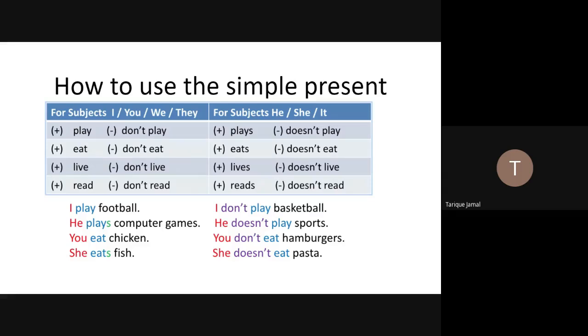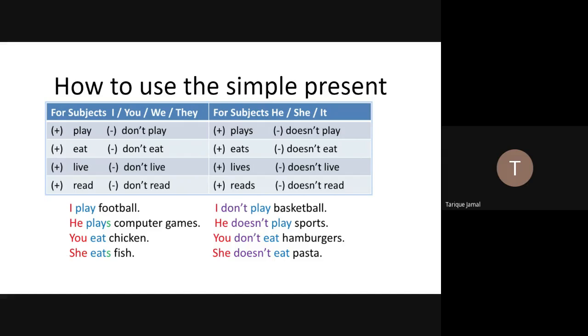All right, so how to use the simple present? This is just a chart that will tell you how to use them in your sentences, right? So if you look at the chart for subjects I, you, we, they, we have play for positive, right? Play, eat, live, read. Negative, don't play, don't eat, don't live, don't read, right? For subjects he, she, it, plays, eats, lives, reads, right? For positive, we are only adding s, right? Because it is he, she, it. And for the negative, we're using doesn't play, doesn't eat, doesn't live, doesn't read.